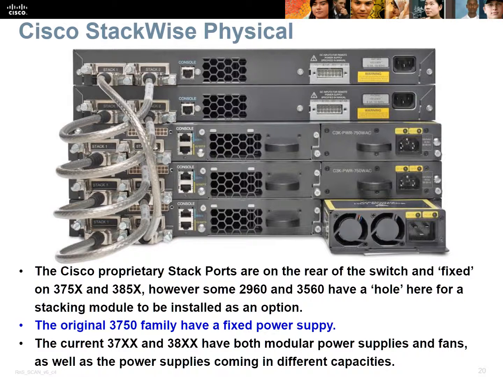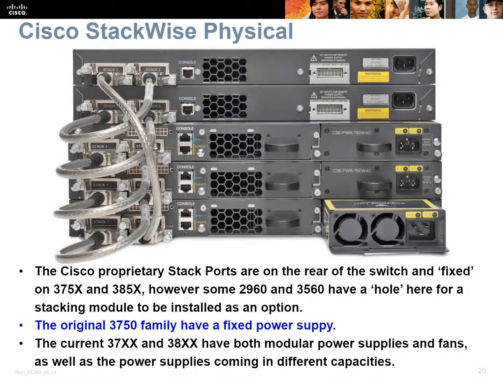Now, Stackwise. We talked a little bit about Stackwise in the previous chapter, but now we're going to talk a little bit more. So, Stackwise. 3750s, 3850s, 3950s, some of the 2960s, and even the 9000 series, 9200s, 9300s, have these lovely stacking cables on the back. The data stacking cables allow you to bond a group of switches into a single entity, a single management device. So it just appears to be one switch with lots and lots of ports.